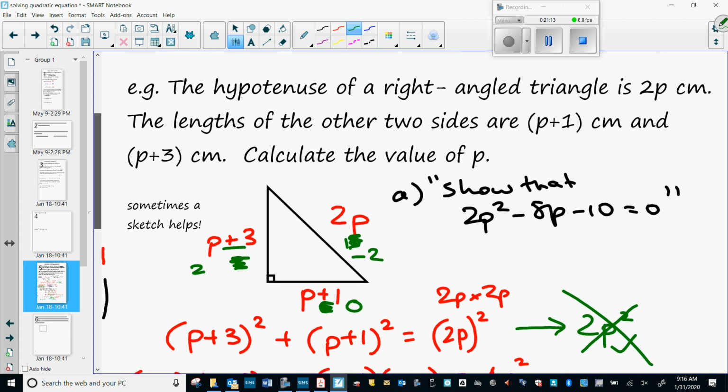Now, our final thing we have to do is just double check that we've actually answered what they've asked. So here it says calculate the value of P, which we've done. Sometimes they will ask you to use your value of P for something. So they might say, find the perimeter of the triangle. Obviously the perimeter would be the distance around the outside, so you'd substitute your value in and find the actual perimeter. But just check to see what the question asks. Okay?